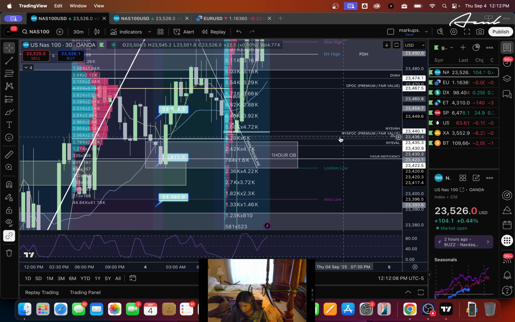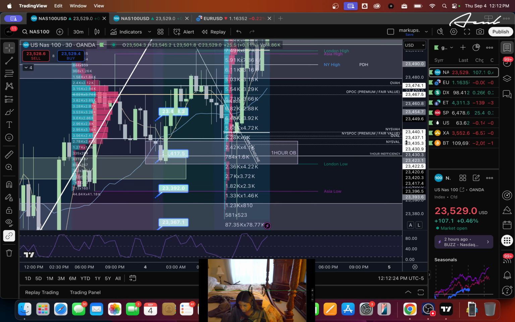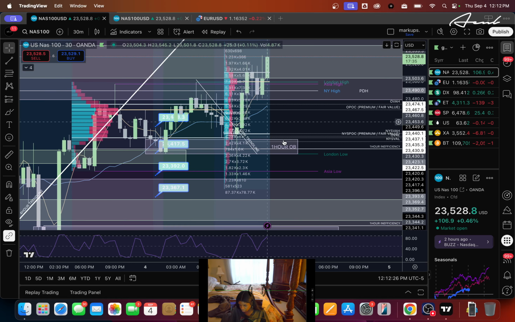It was marked off down here this morning, so it was actually below the overnight point of control earlier this morning around 8. And so I marked that off. I also marked off the New York session value area high and the New York session value area low. So you can see that the New York session point of control has since moved up, and so has the New York session value area high.